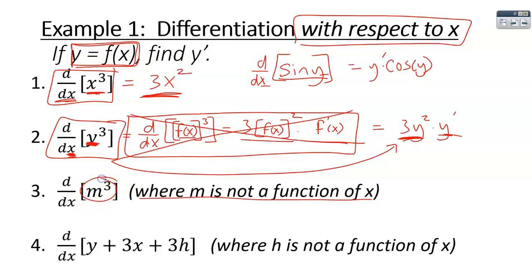Take the derivative of it like you normally would, because these don't match. Just take the derivative like you normally would, and multiply it by m prime. That works. But I want to show you something interesting here. In this problem, I'm telling you that m is not a function of x.